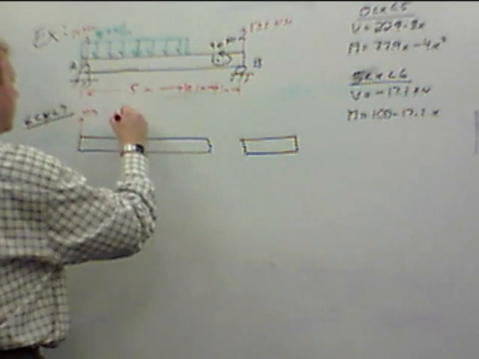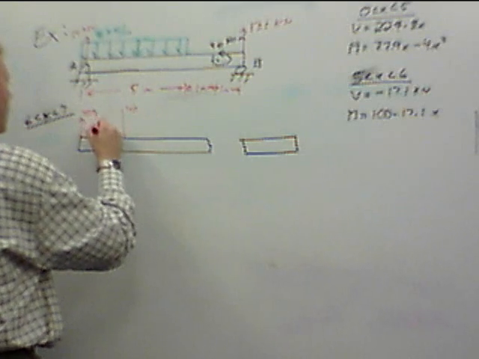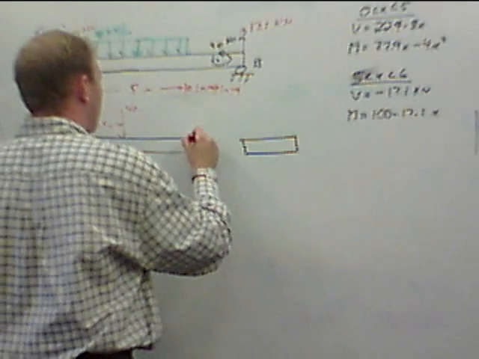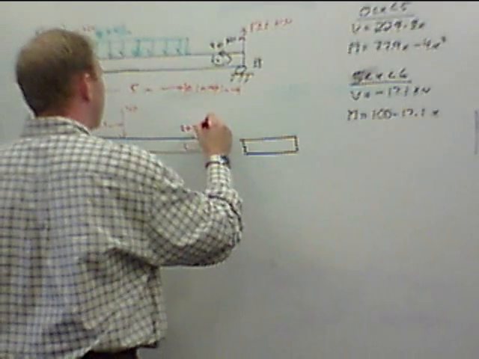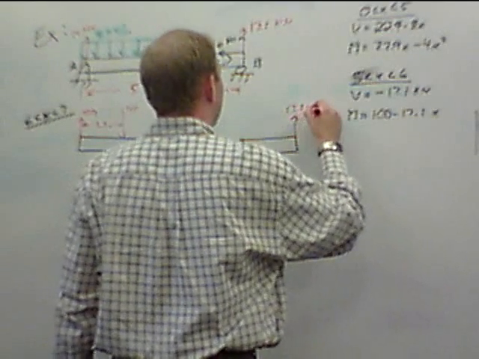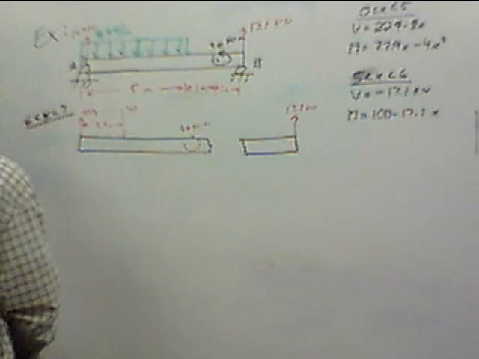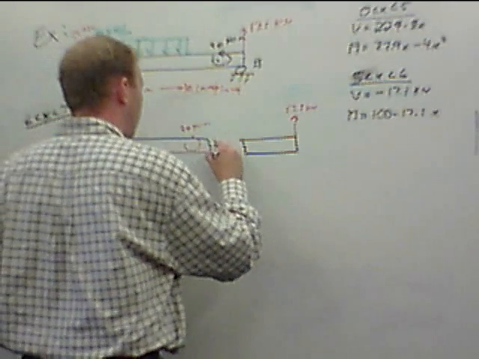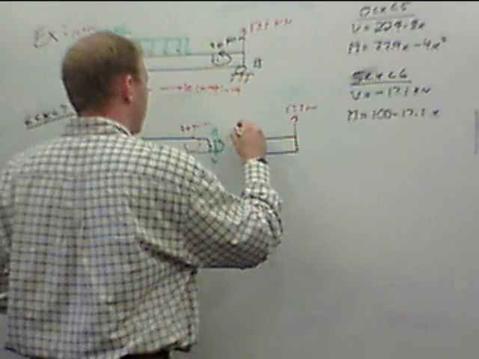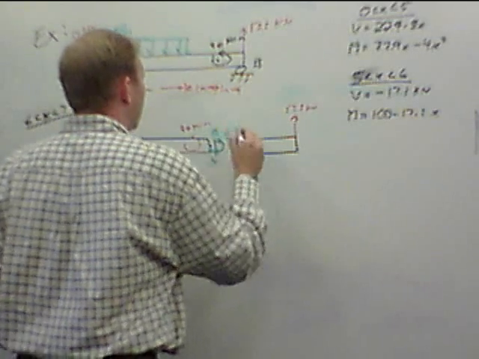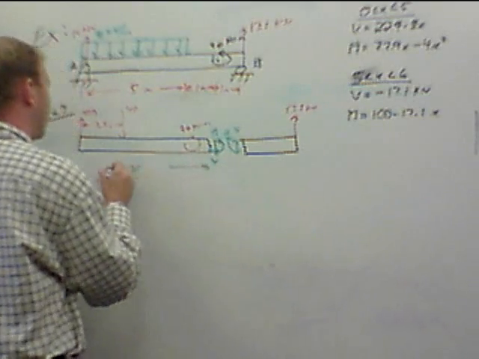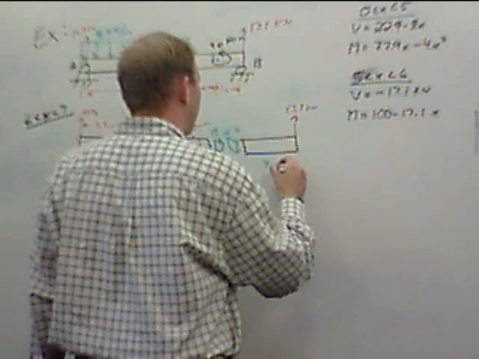22.9. The distributed load has been reduced to a single force of 40 at a distance of 2.5 meters. We have an applied moment here of 20 kilonewton meters. And then over here, all we have is our 17.1 kilonewtons. We also have our internal forces, V, and internal moment, M, over here. Okay, distances, this is x. This is 7 minus x.